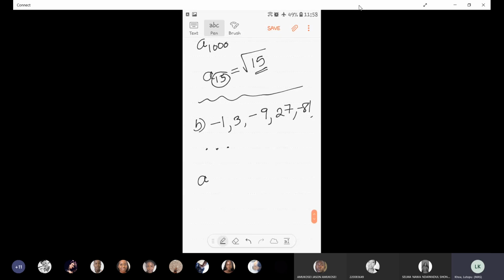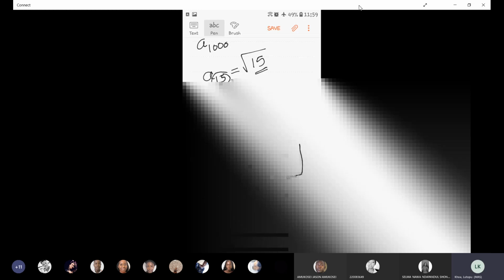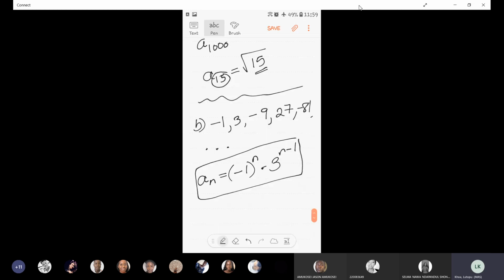Now for the nth term, you can rewrite it like this. We say a_n is equal to -1 to the power of n multiplied by 3 to the power of n minus 1. We will work out where I got this formula, but for now it's just to see that yes, this is a formula for the nth term, because when I said that to get the next term you would have to multiply by -3.